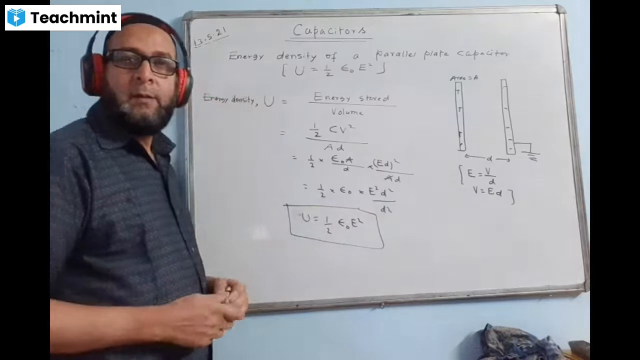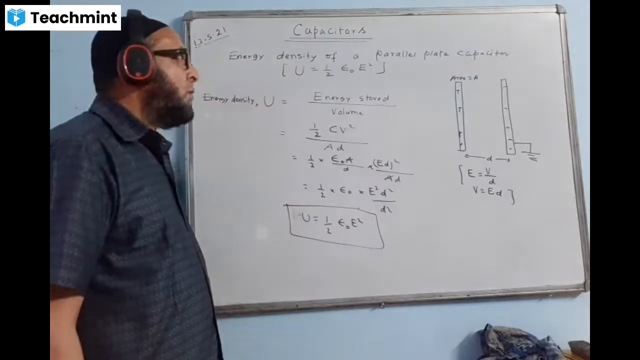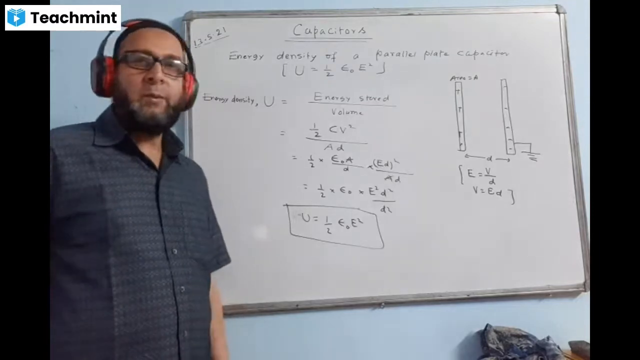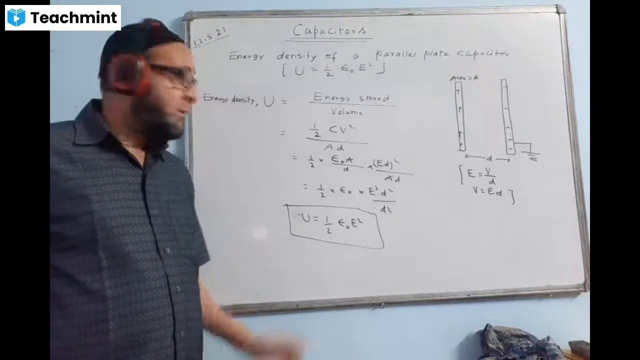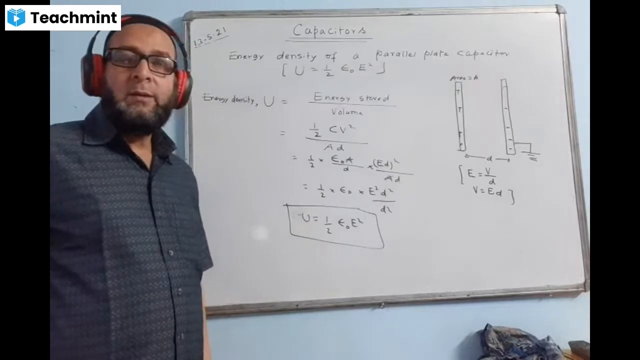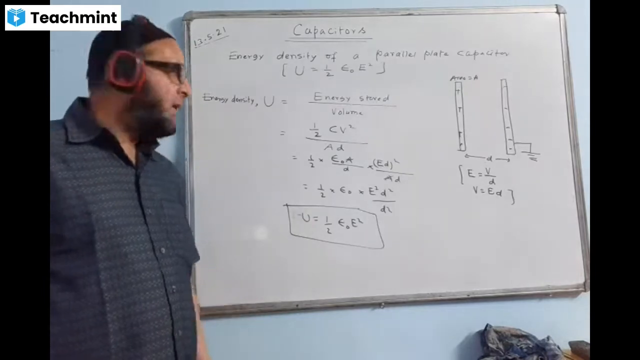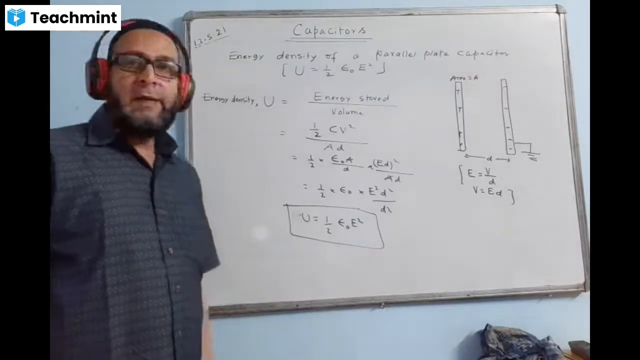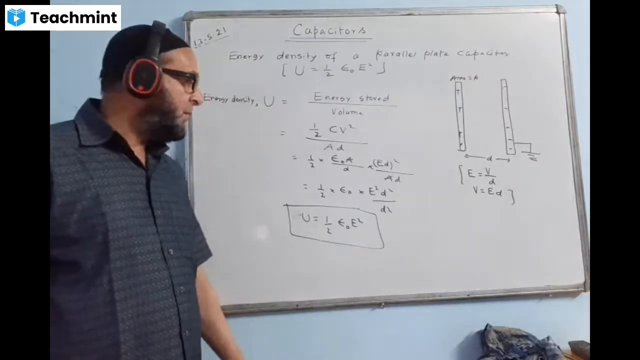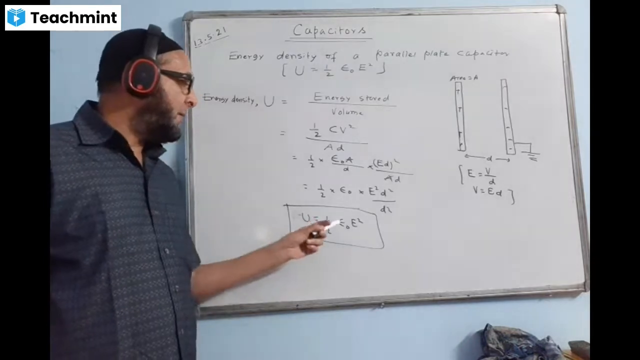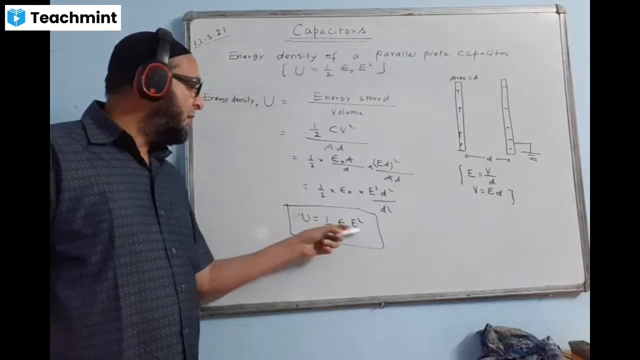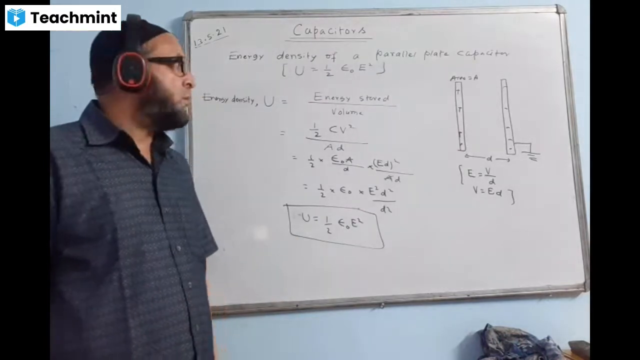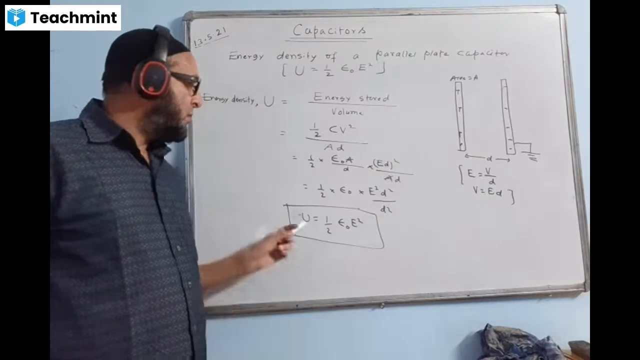This is quite important for competitive exams and even for CBSE board. But ISC, they most probably will not ask. But this is the formula, half epsilon naught E square. Sometimes they write this formula with K. If a dielectric medium is given, they will write half epsilon naught E square divided by K, in terms of the dielectric constant. They write that way also sometimes. But you just get this formula: U is equal to half epsilon naught E square.